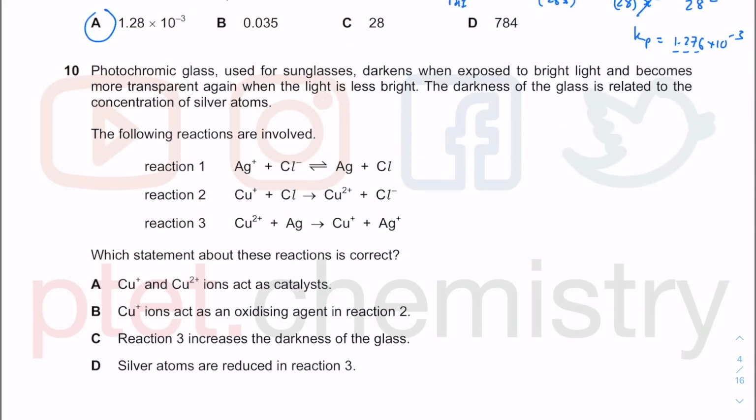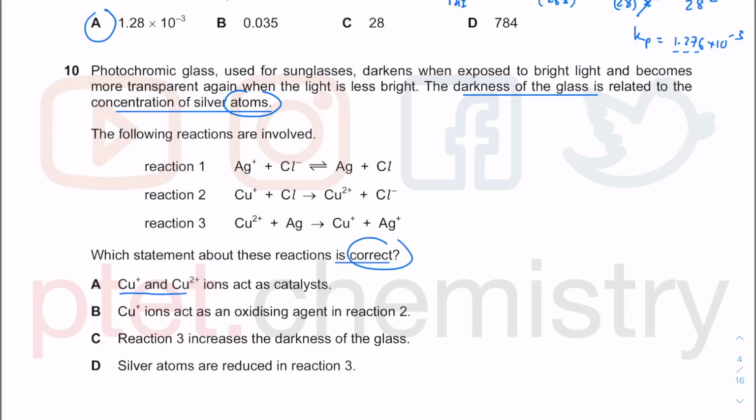Question 10, you have photochromic glass used for sunglasses, so they get darker when exposed to bright light and more transparent when the light is less bright. The darkness of the glass, how dark it gets, depends on how many silver atoms you have. So which statement about these reactions is correct?